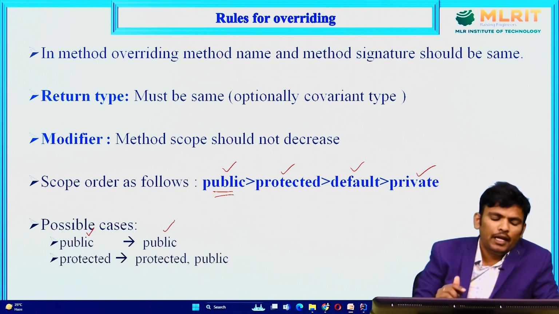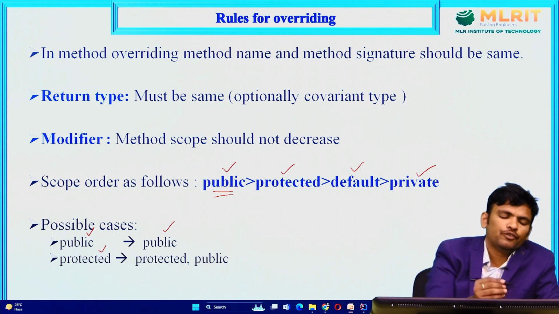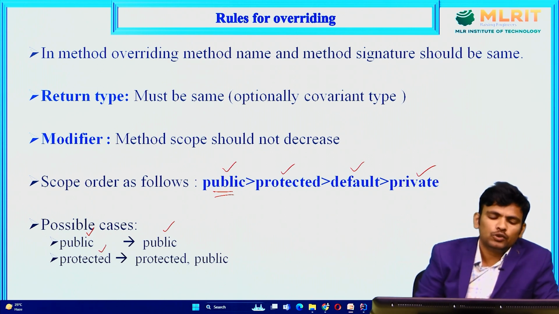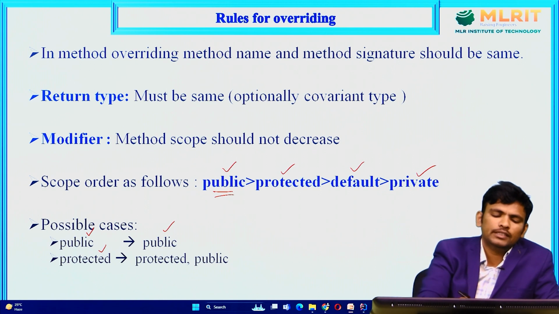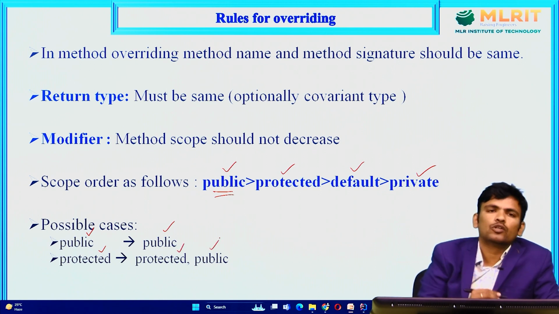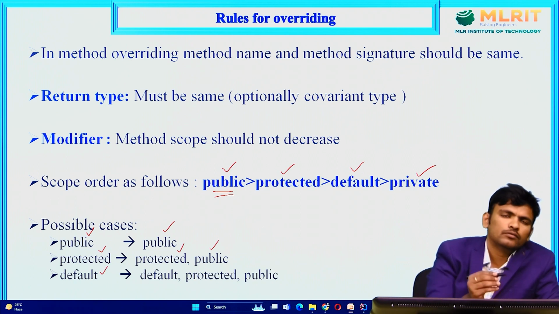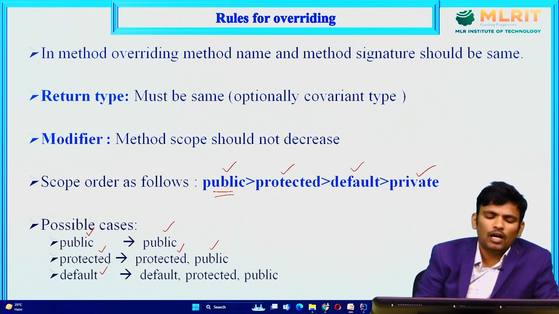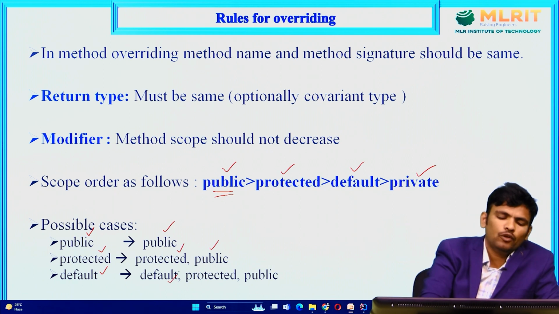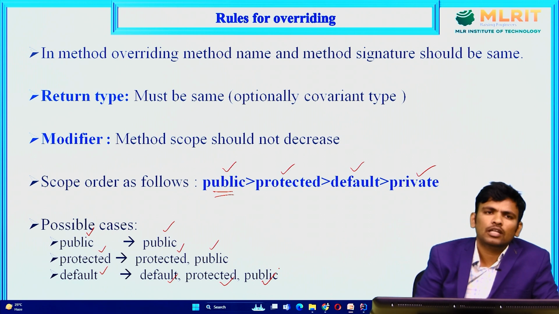And inside the parent class, suppose you are taking protected, so here you will have two options. Inside a child class either you can take protected or sometimes you can also take public. Okay, but not default or private. Next, suppose you are taking default in the parent class, then you will have three options: either you can take default, or protected, or public. Okay, three options you will have.